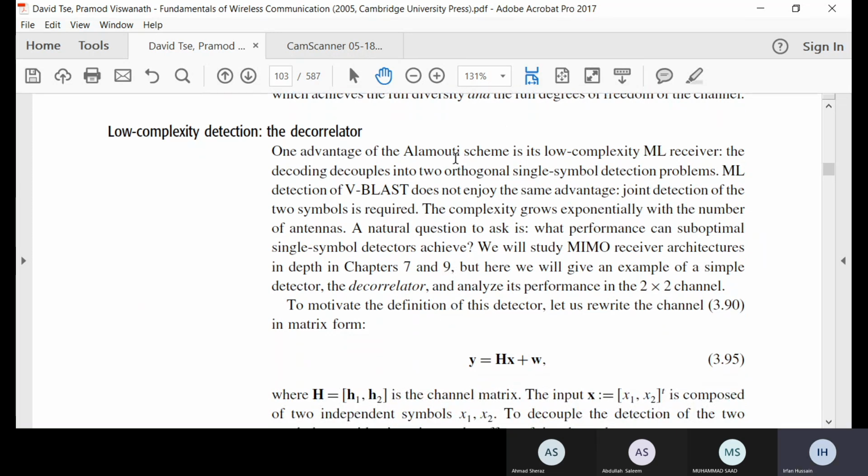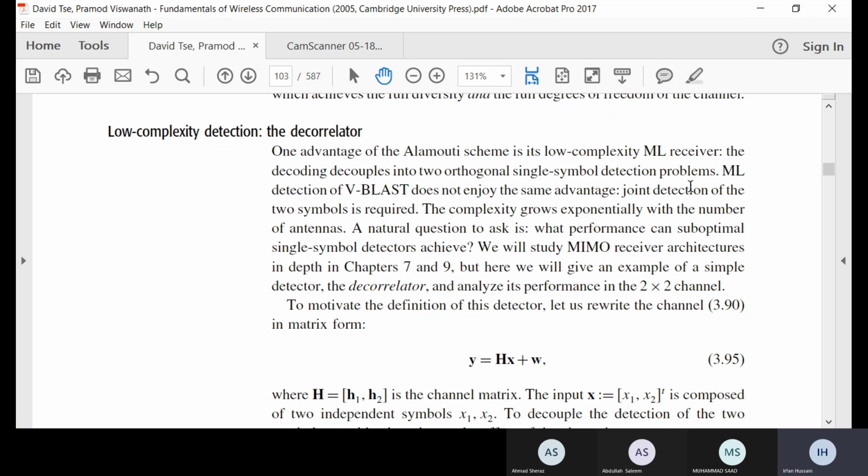Now, one thing about LMOT was that it was a very low complexity maximum likelihood receiver, because you could see the signal was decoupled into two orthogonal single symbol detection problems. There we had two columns which were orthogonal, and hence we were able to decompose it. But VBLAS does not enjoy that advantage, and you have to use joint detection of two symbols. If you start applying time diversity to VBLAS, then you don't get the advantage that is inherently present in LMOT, and so the complexity grows exponentially.